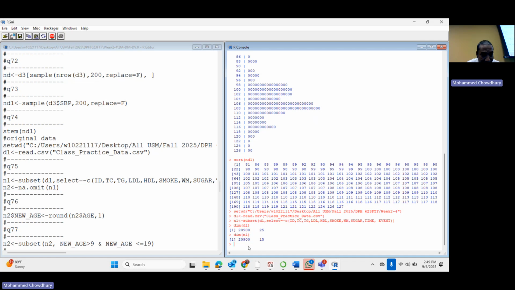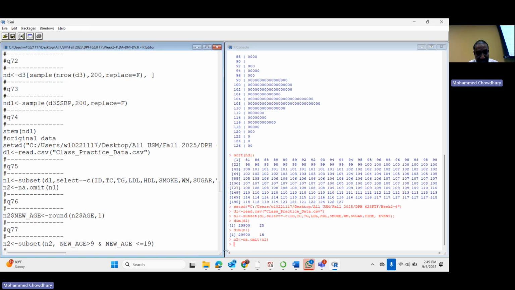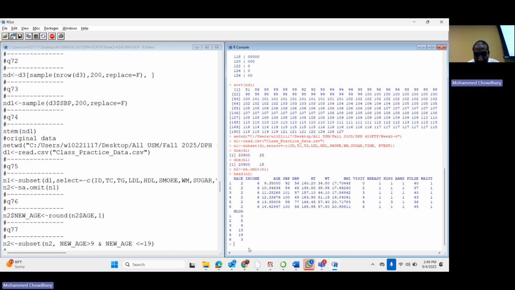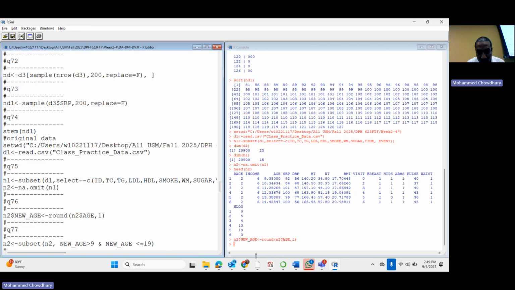In order to do that, after selecting this, now I want to get rid of any missing values that I have in the N1 data, and I want to see the data head and tail. This is the data. And in this data, age has this. I want to round the age variable to 1 decimal place.